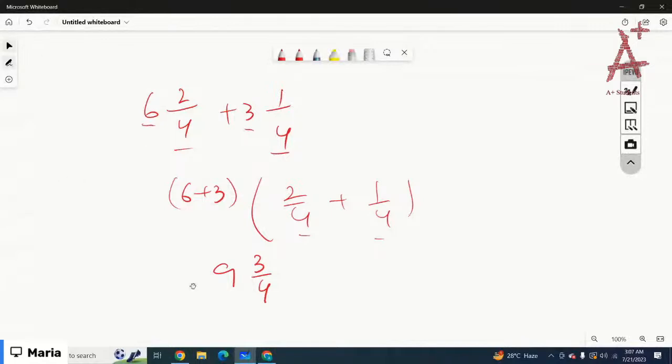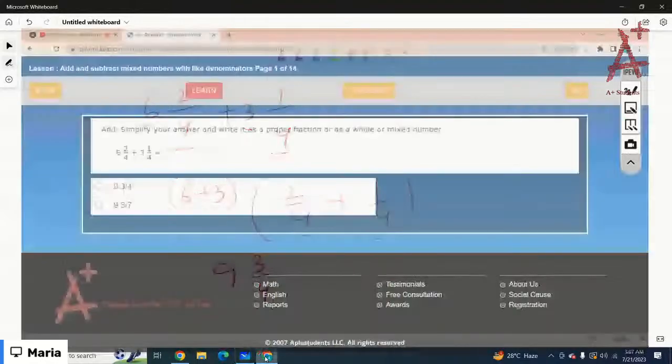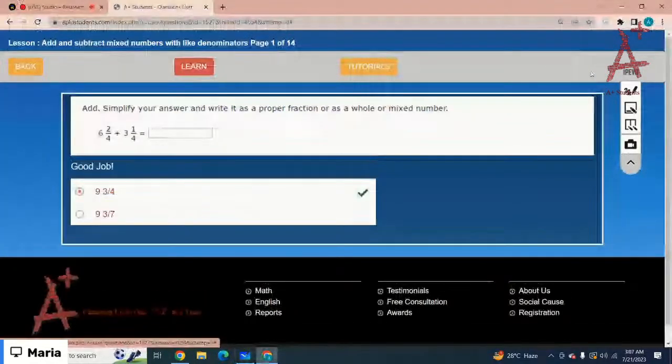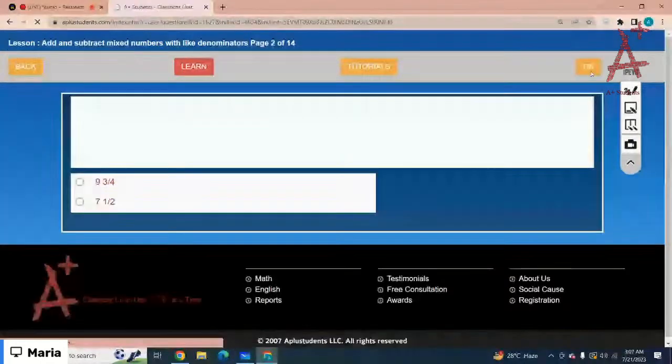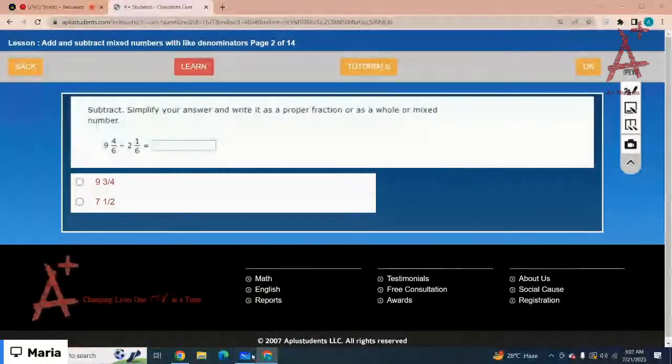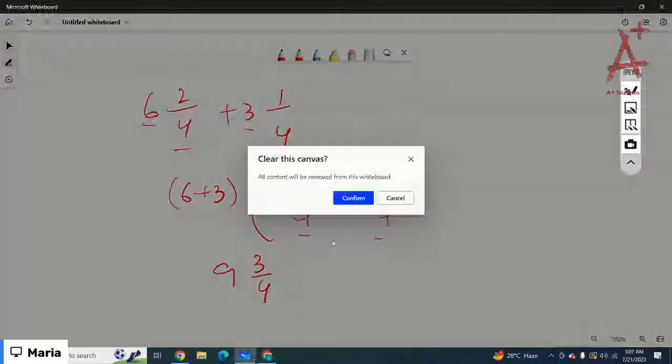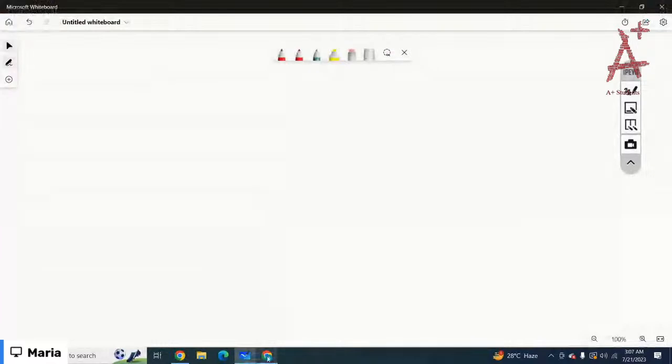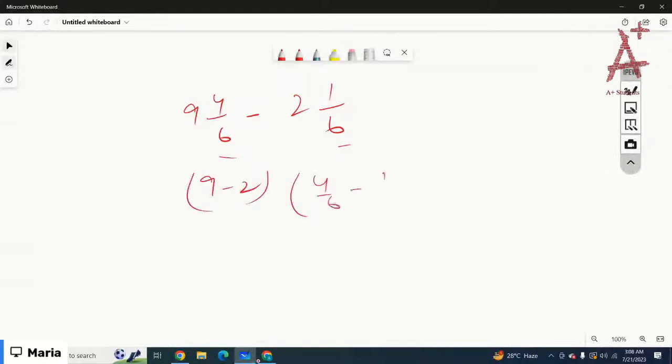Okay, the next one is 9 whole 4 over 6 minus 2 whole 1 over 6. Let me write it down on board. 9 whole 4 over 6 minus 2 whole 1 over 6. Okay, you can see both the numbers have the same denominator. So simply subtract the whole parts, 9 minus 2, and 4 over 6 minus 1 over 6.